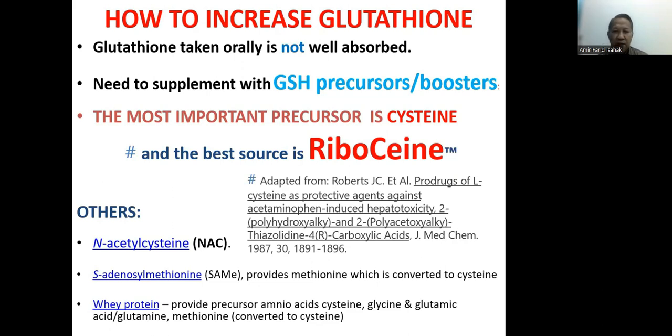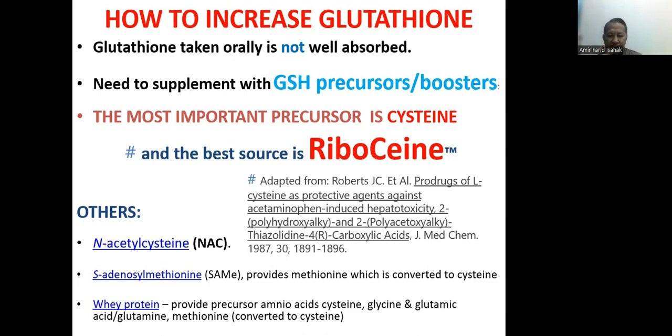It is the least available amino acid in the diet, and it is also fragile. If you cook, then it gets denatured. So the challenge is to provide cysteine in a stable form so that it is stable in our gut and gets absorbed, and then is made available for our cells to manufacture glutathione. And right now, the best form of stable cysteine available in terms of boosting glutathione is a molecule called ribocysteine, which is trademarked as Ribosine.